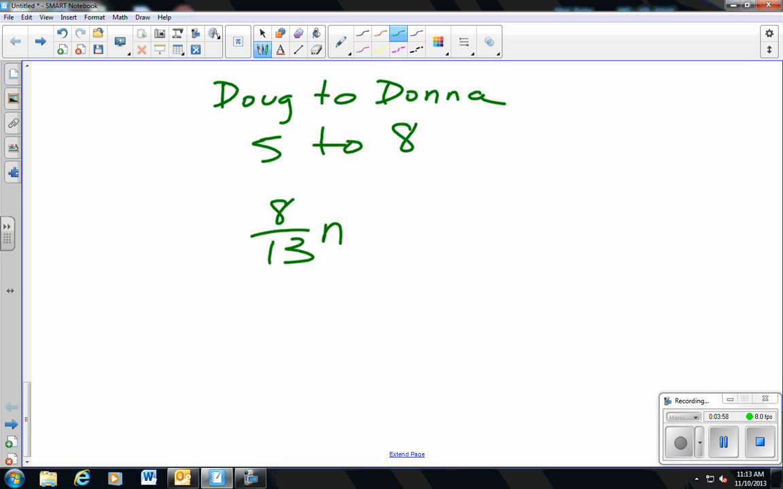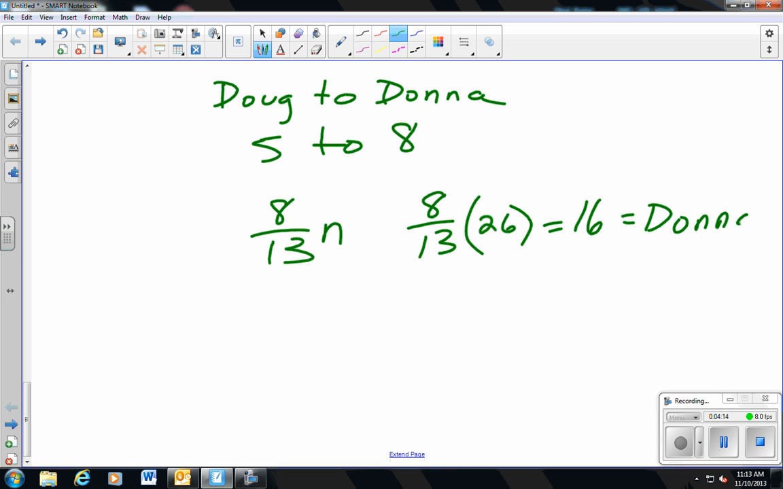Then it says if n is 26, how many pairs does Donna have? So 8 13ths, it tells you n is 26, so you replace n with 26. This means to multiply. 8 13ths times the 26 gives us 16. So Donna has 16 pairs.